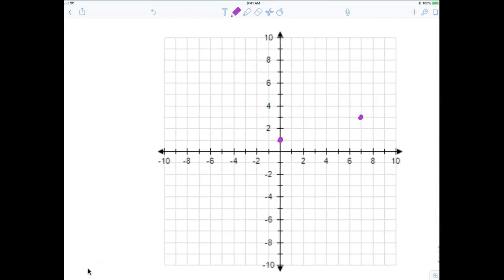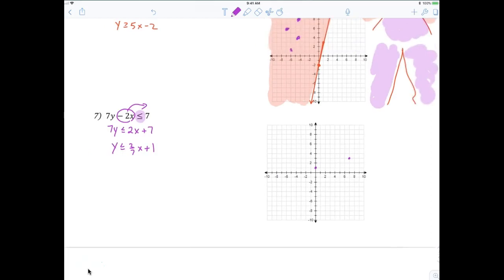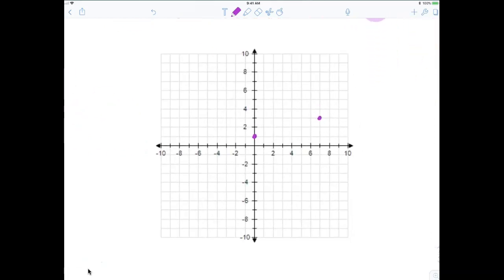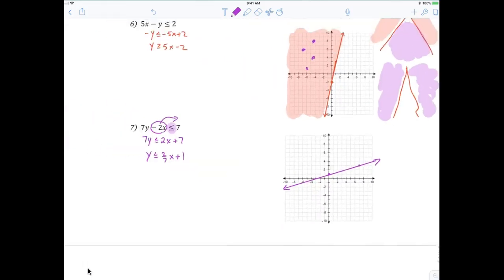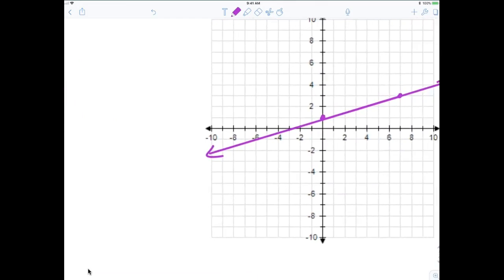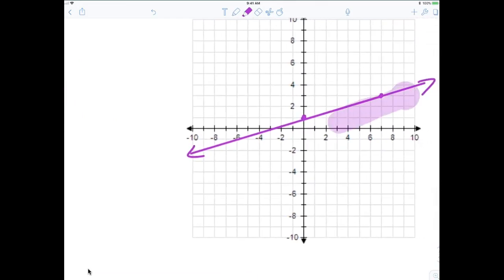Now the question is, is it a solid or a dotted? Solid. And then it is shaded which way? Yeah, because it's less than. Right. Does everybody see that's just simple? It's a good review of graphing lines, though. Putting things in y equals mx plus b.